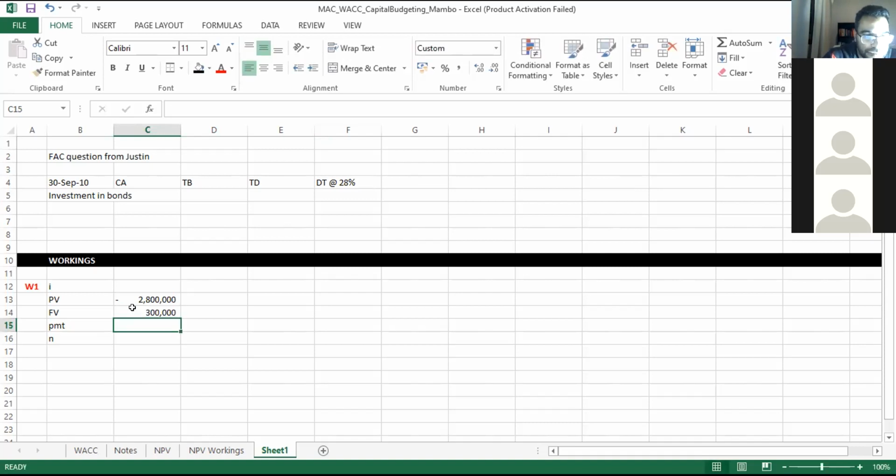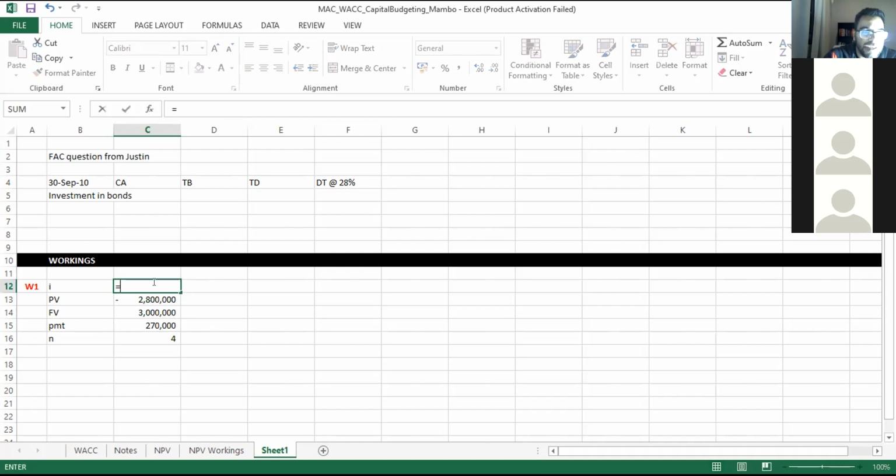Your payment is the 9% times the face value. So we pay in arrears. So it is equal to face value, which is 3 million, times the 9% annual coupon rate. Then N, we have it from 1 October 2009 up until 30th September 2013. So it is 30th September 2010, 11, 12, 13. So it's 4 years.